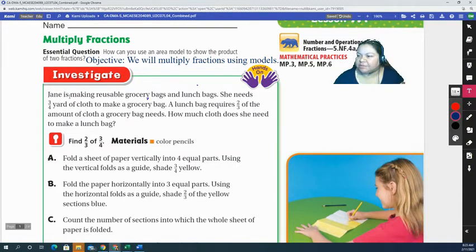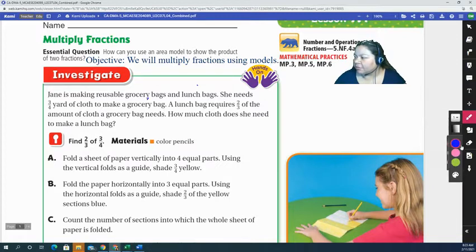We have here Jane is making reusable grocery bags and lunch bags. She needs 3/4 yard of cloth to make a grocery bag. A lunch bag requires 2/3 of the amount of cloth a grocery bag needs. How much cloth does she need to make a lunch bag?